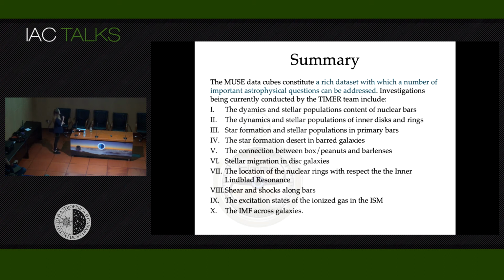Study the zeros and sigma along bars, the excitation states of the ionized gas and the interstellar medium, and the IMF across galaxies. But also, we have ancillary data, at least 1/3 of the sample so far is also observed with ALMA, so we can think of a lot of other studies to be conducted. That's it. Thank you.